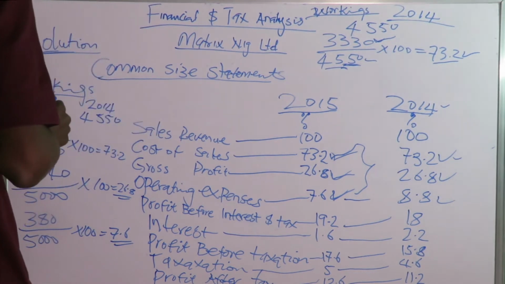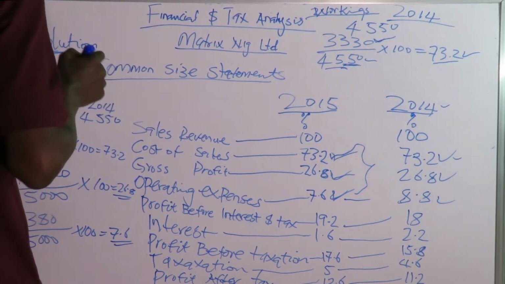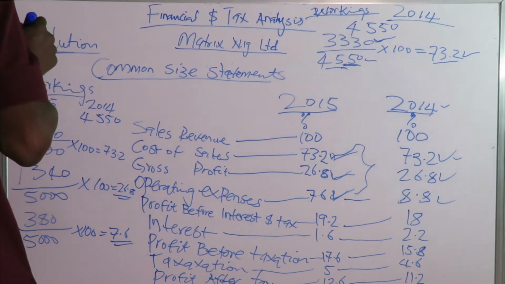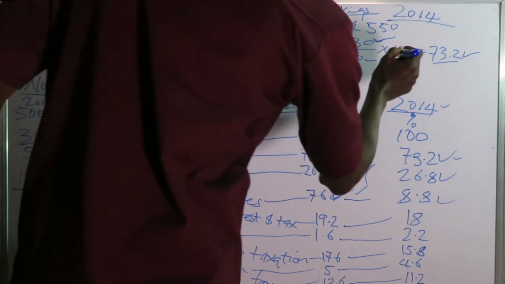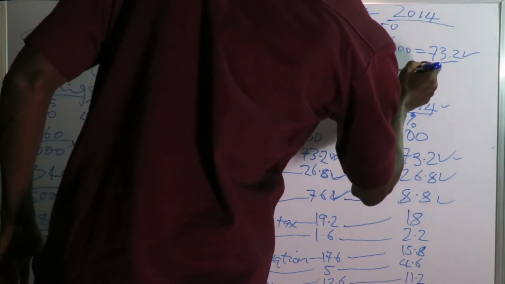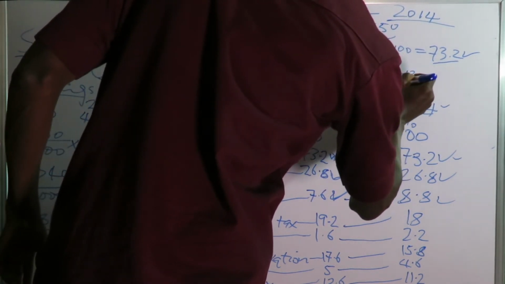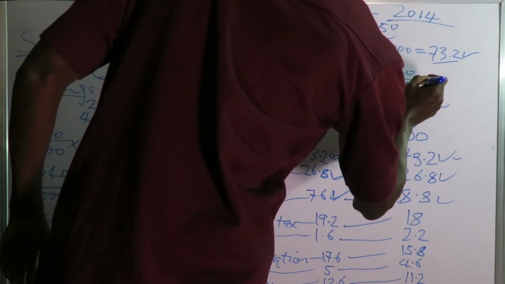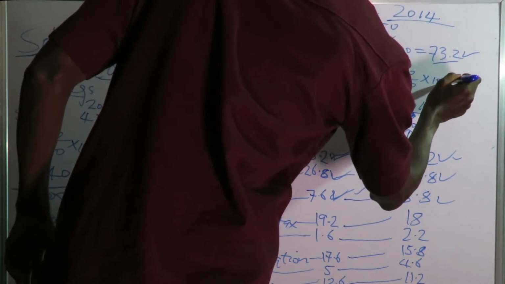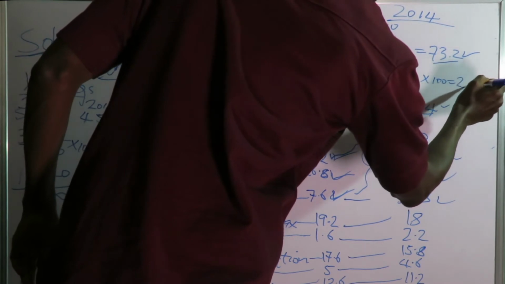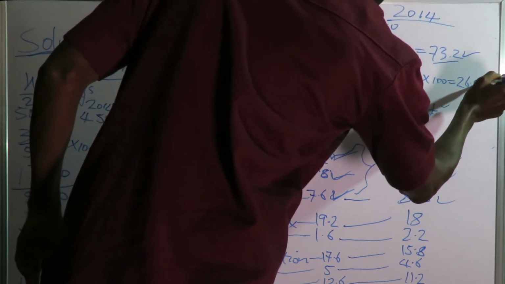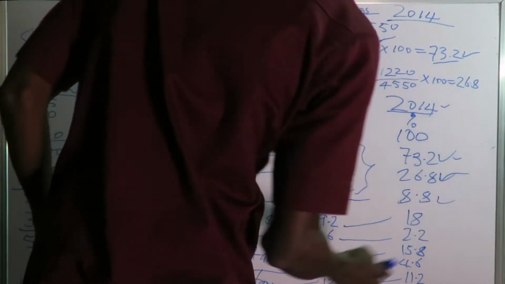What is the figure for gross profit in 2014? The figure for gross profit in 2014 is 1,220. So 1,220 all over 4,550 times 100 equals 26.8. That is how we arrive at this figure.